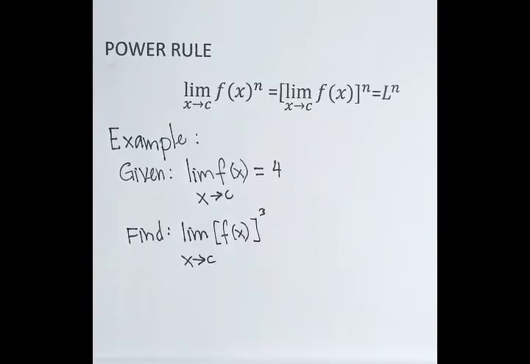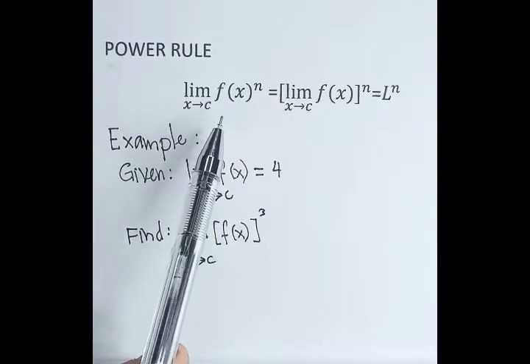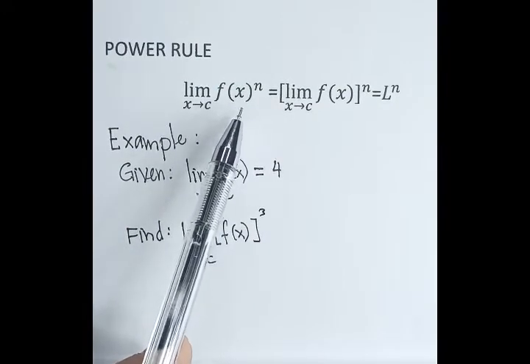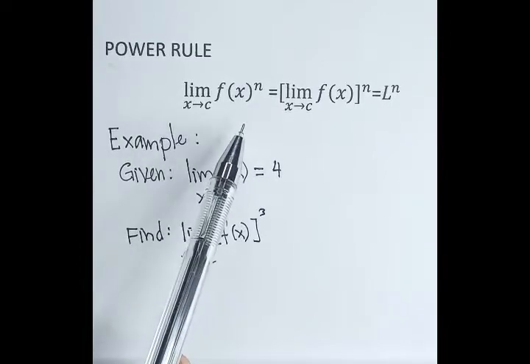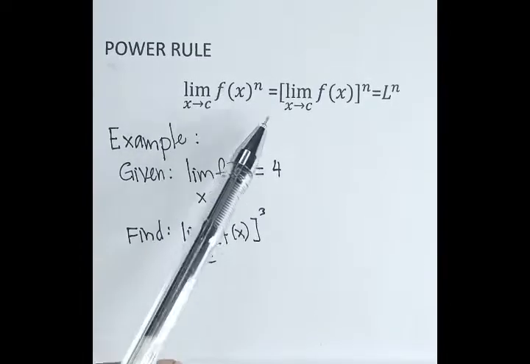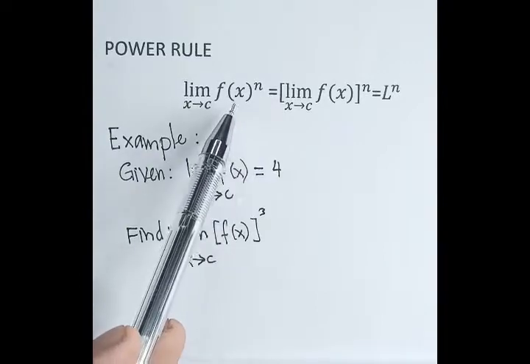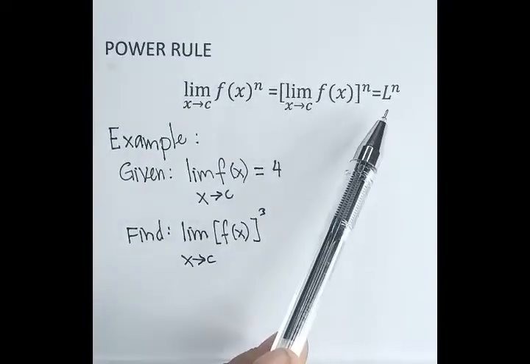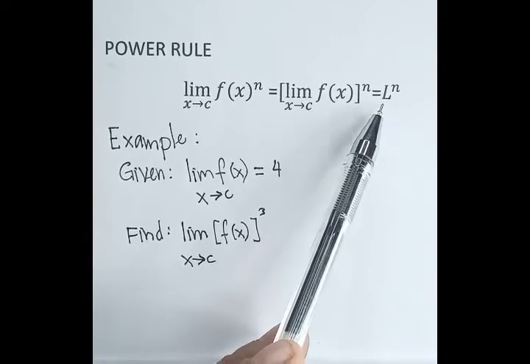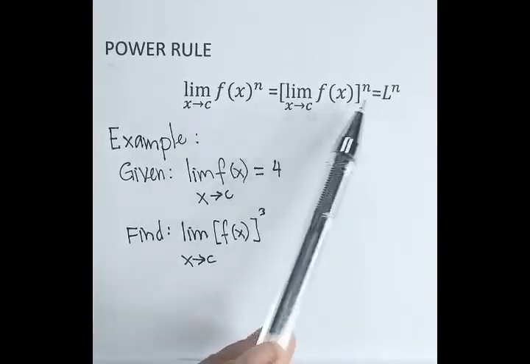Okay, let's discuss the power rule. If we have the limit of the function of x raised to the power n as x approaches c, this is simply the limit of this function raised to the power n, or just simply L to the n.